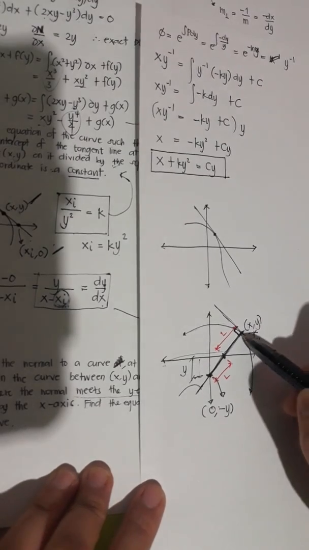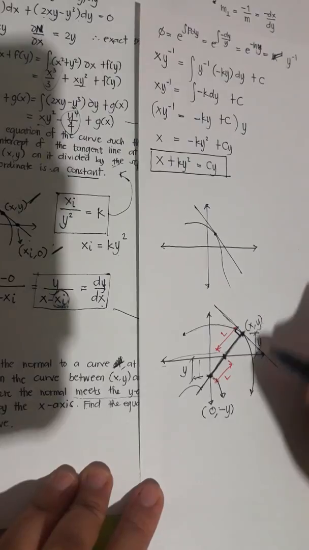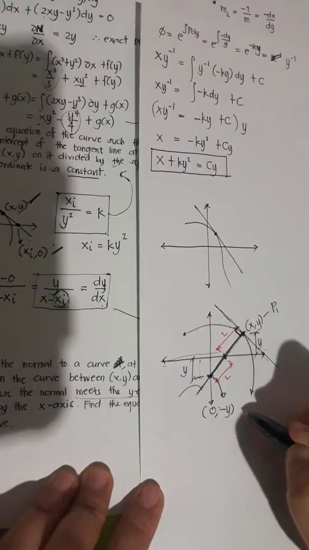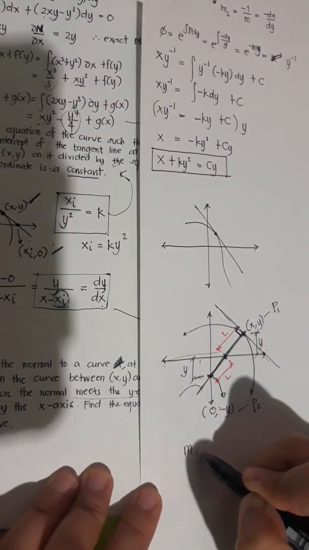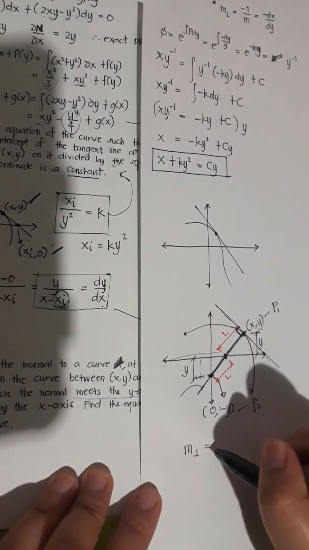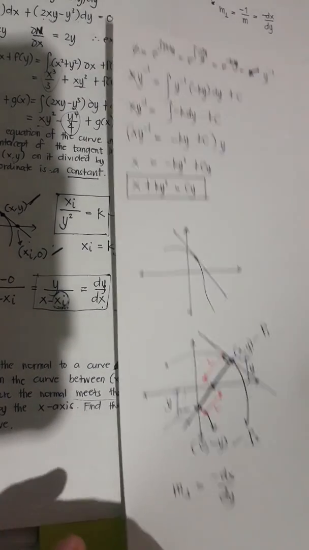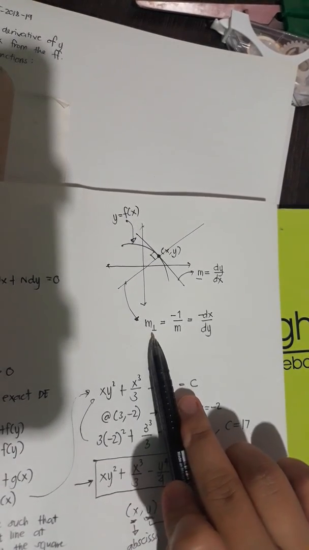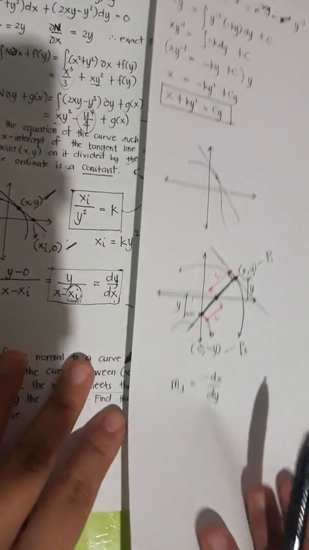So we now have 2 points of the normal line. We have xy and 0, negative y. So let us say this is our first point and this is our second point. Now, the slope of a normal line at a certain point is just equal to, as I've said, negative dx over dy. From what we have reviewed earlier, the slope of the normal line is negative dx over dy.